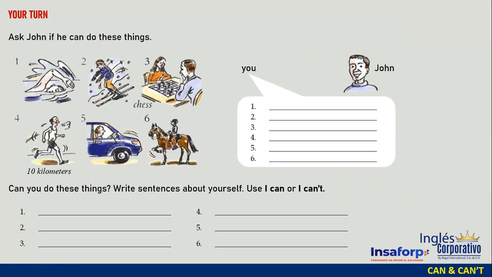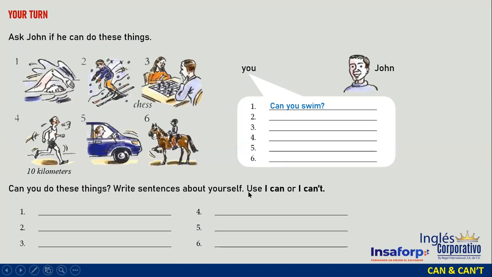Okay, ¿cómo vamos a trabajar este ejercicio? Vaya. Les voy a ayudar con el primero y ustedes van a hacer el segundo. La primera, John le va a preguntar a él, ¿verdad? Can you swim? Número uno. Can you swim? ¿Ok? Ahora bien, ustedes van a completar 2, 3, 4, 5, and 6. Y luego le va a poner acá, can you do these things?